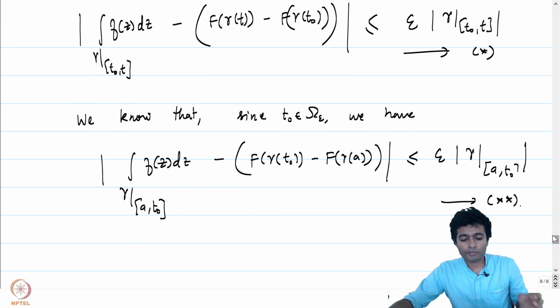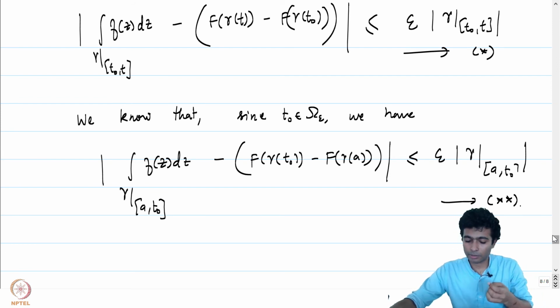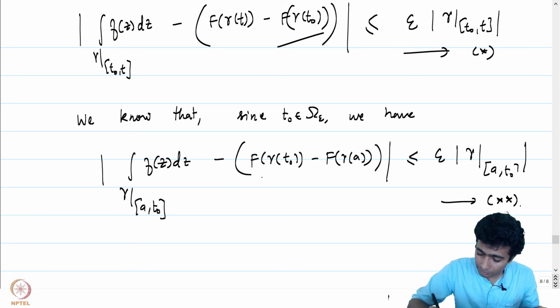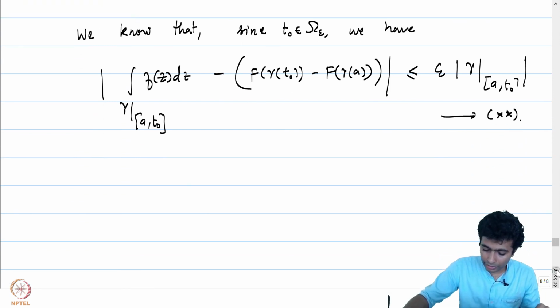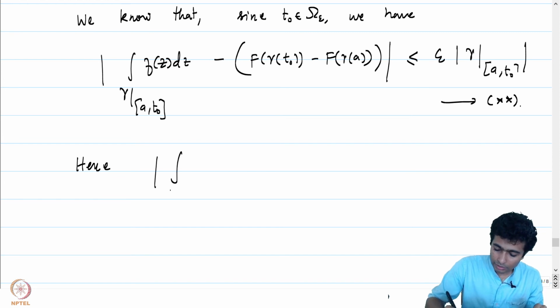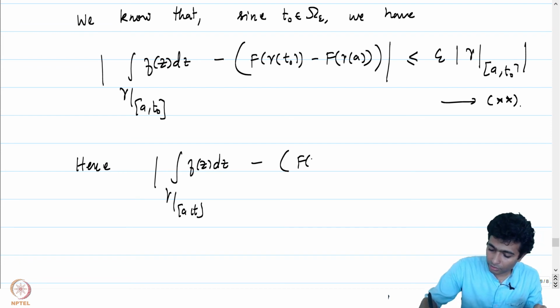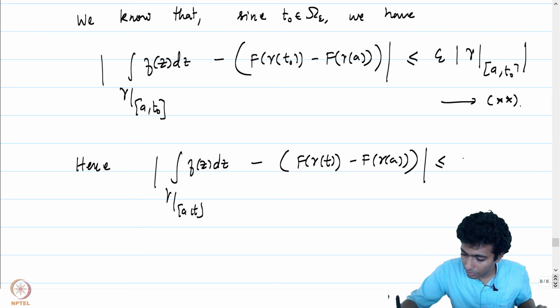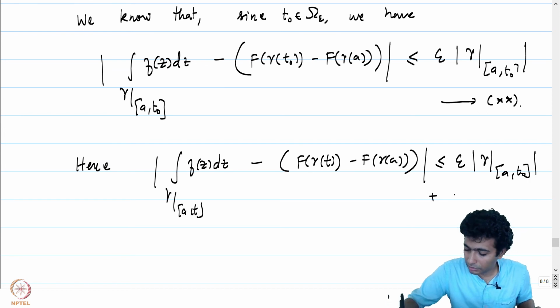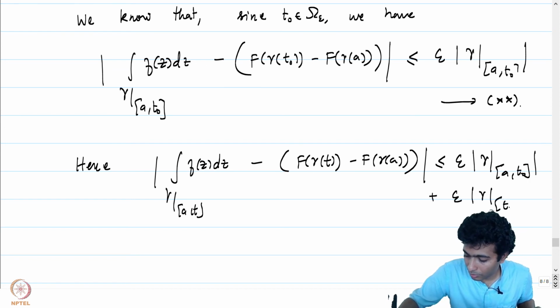So notice that the integral of f of z dz over gamma restricted to a comma t is equal to the integral of f of z dz over gamma restricted to a comma t naught plus gamma restricted to t naught comma t, the concatenation of these two curves. And also by introducing this term, we can finally conclude by using the triangle inequality. Hence, the integral over gamma restricted to a comma t of f of z dz minus f of gamma of t minus f of gamma of a is less than or equal to epsilon times the arc length of gamma restricted to a comma t naught plus epsilon times the arc length of gamma restricted to t naught comma t.